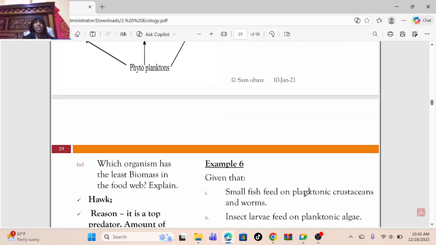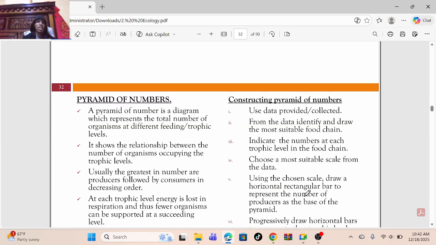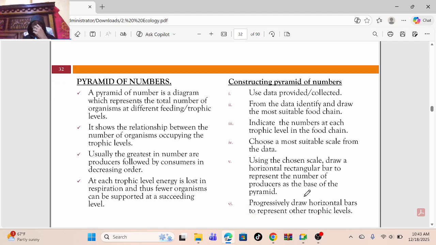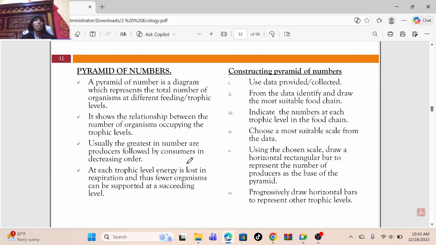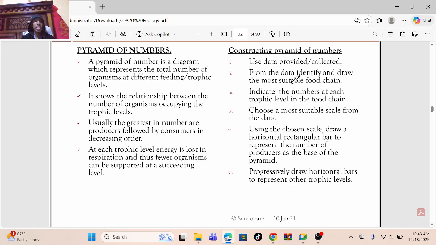Example 5. Kuna haja nifanye example 5. Example 6. So wacha tuende kwa pyramids of number. A pyramid of number is a diagram which represents the total number of organisms in different feeding or trophic levels. They show the relationship between the number of organisms occupying the different trophic levels.